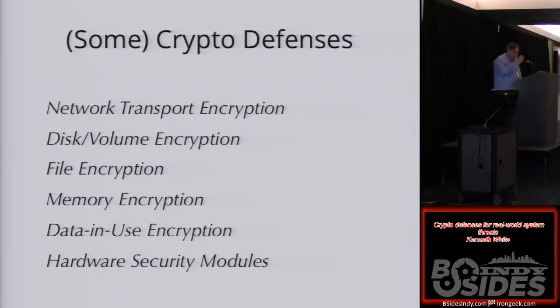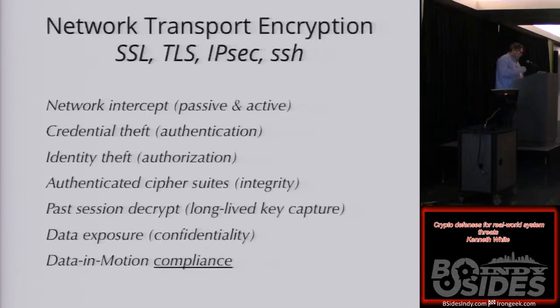So we can't talk about all the things in the whole toolkit, but I do want to at least spend some time on these. These, in my mind, are some of the top level areas where we've got some pretty decent tools in the toolkit. Network transport encryption, that's SSL, TLS, IPsec, SSH, and so on. Disk and volume crypto, file encryption, memory encryption, data in use encryption, and hardware security modules. So we'll start with the first one.